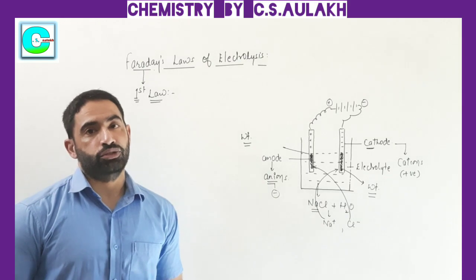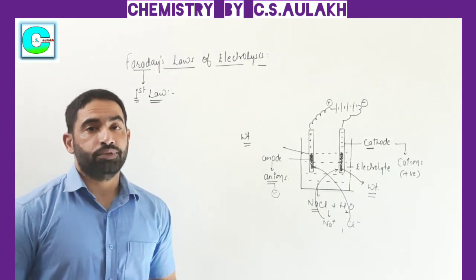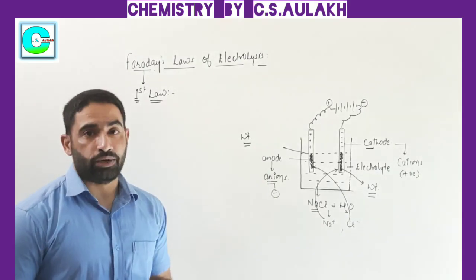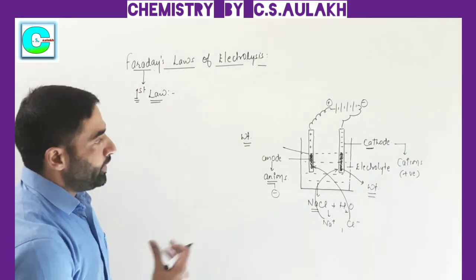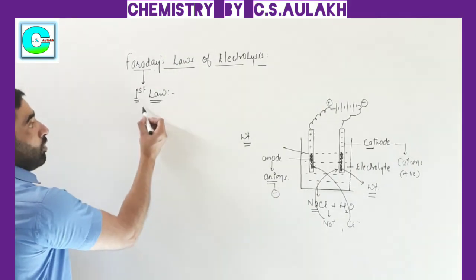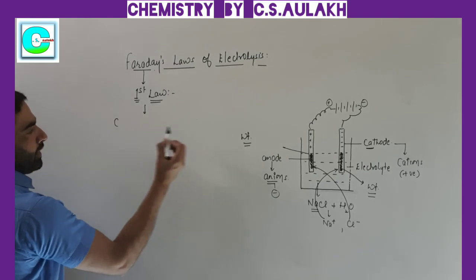During this redox reaction, there will be the formation of some substances over the surface of the electrodes. How do we find the quantity of these? First I am talking about the cathode.